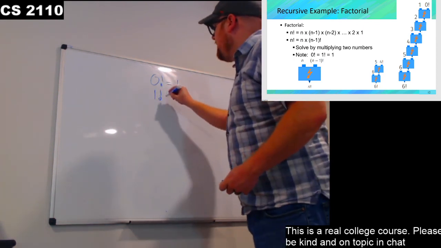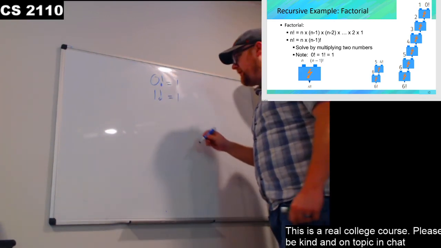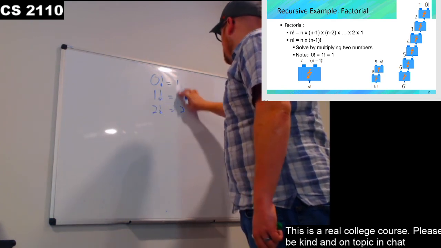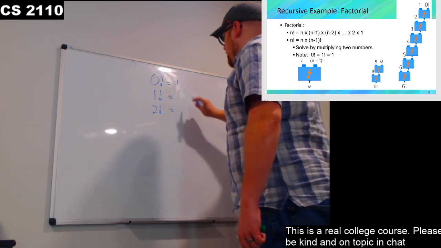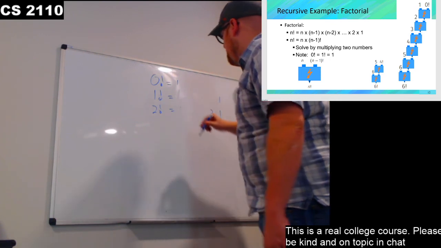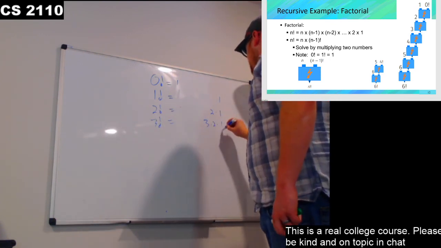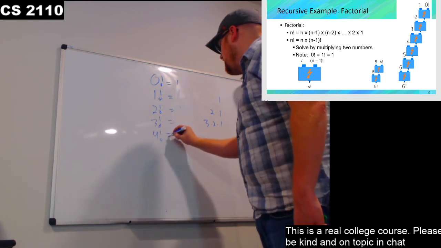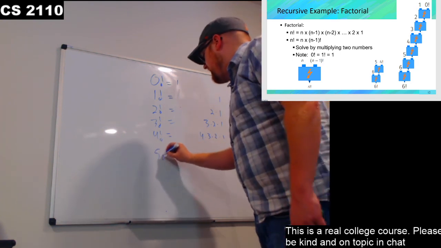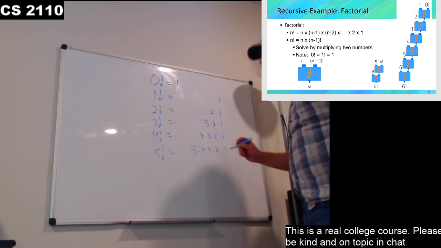1 factorial can then be defined as 1, because there's one way to arrange one thing. 2 factorial equals 2 times 1. I'm actually going to write this in a different way. I'm going to write it as 2 times 1 and 1. Then 3 factorial equals 3 times 2 times 1. 4 factorial equals 4 times 3 times 2 times 1. 5 factorial equals 5 times 4 times 3 times 2 times 1.